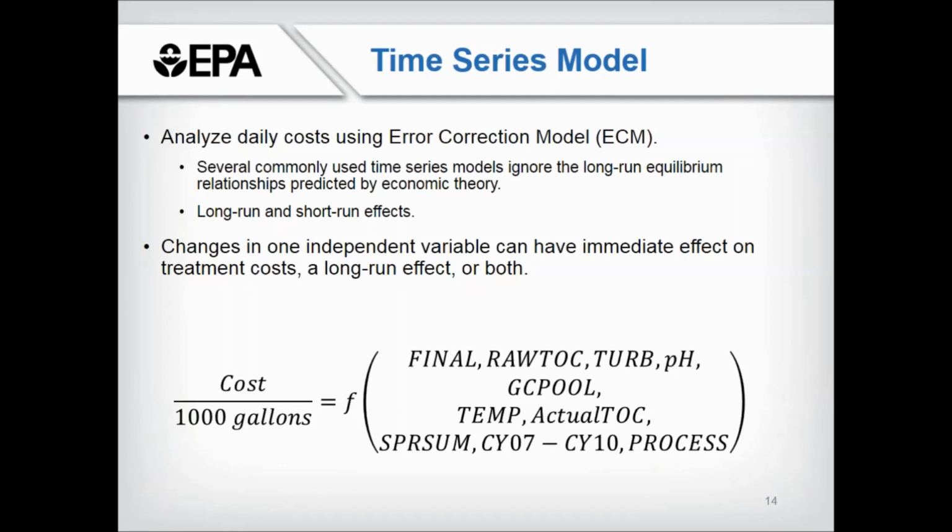For temperature of raw water, actual measurements of total organic carbon, spring and summer months, calendar years 2007 through 2010, and a process shutdown that occurred on April 15, 2011 that led to a spike in the cost per 1,000 gallons, we use categorical variables. Summary statistics and a graph of our total cost function can be found in the supplementary information at the end of these slides.